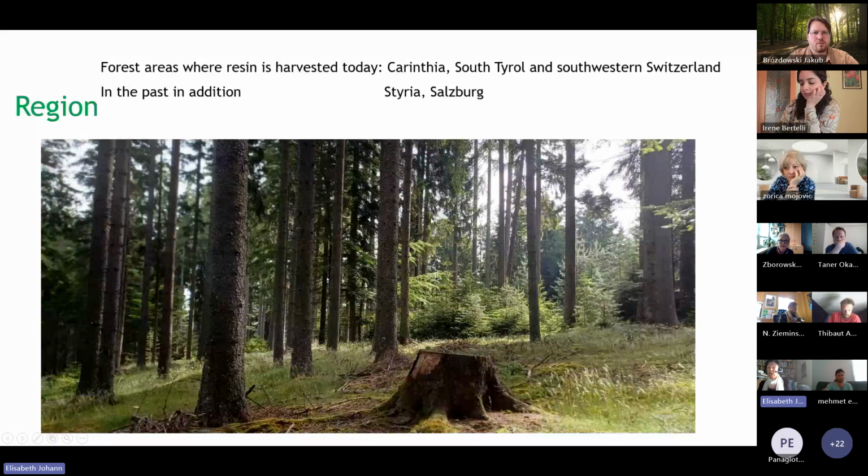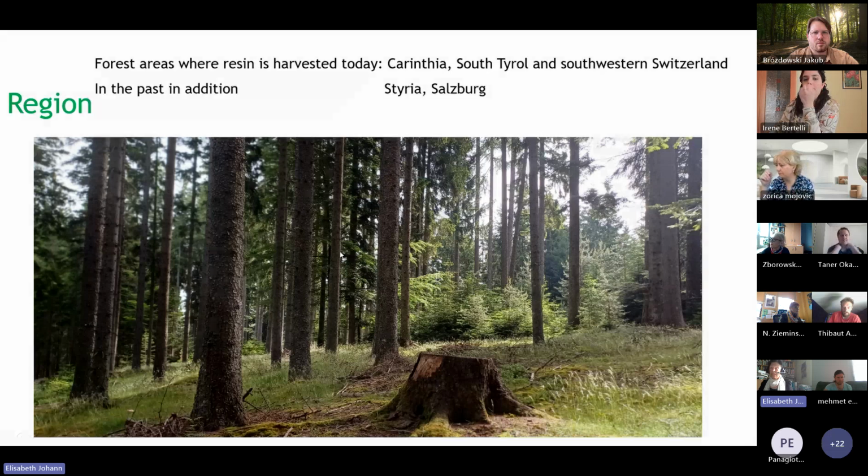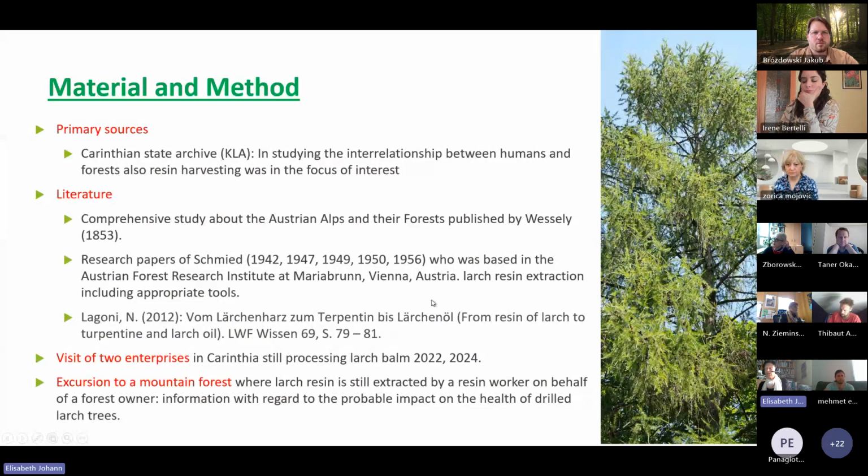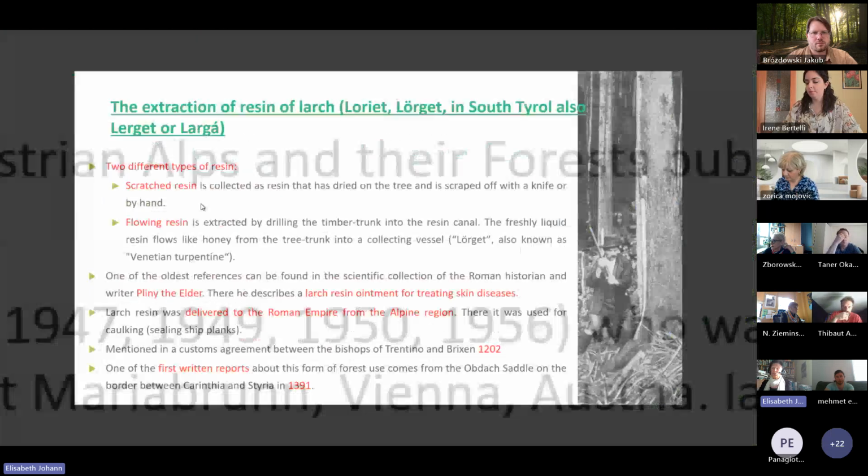And the region where it's still harvested is some parts in Austria, in Italy, in southwestern Switzerland. The sources I've used are the primary sources stored in the Carinthian State Archive, and some literature, but not so much. But I also visited two enterprises where larch resin is still processed. And I also made an excursion in the mountain forests where larch resin is still extracted by a resin worker on behalf of the forest owner.